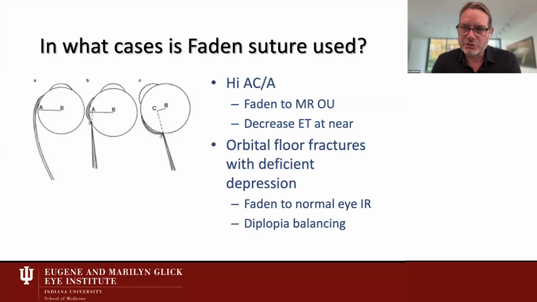So in an esotropic patient with a high ACA ratio, they're pretty straight at the distance, but then they get this huge ET at near. A Faden suture can be useful to decrease that near deviation.